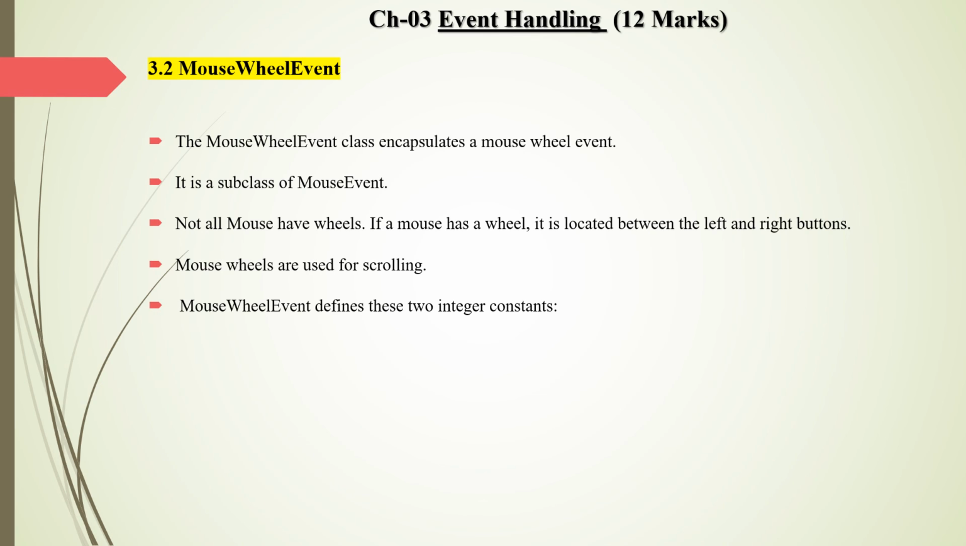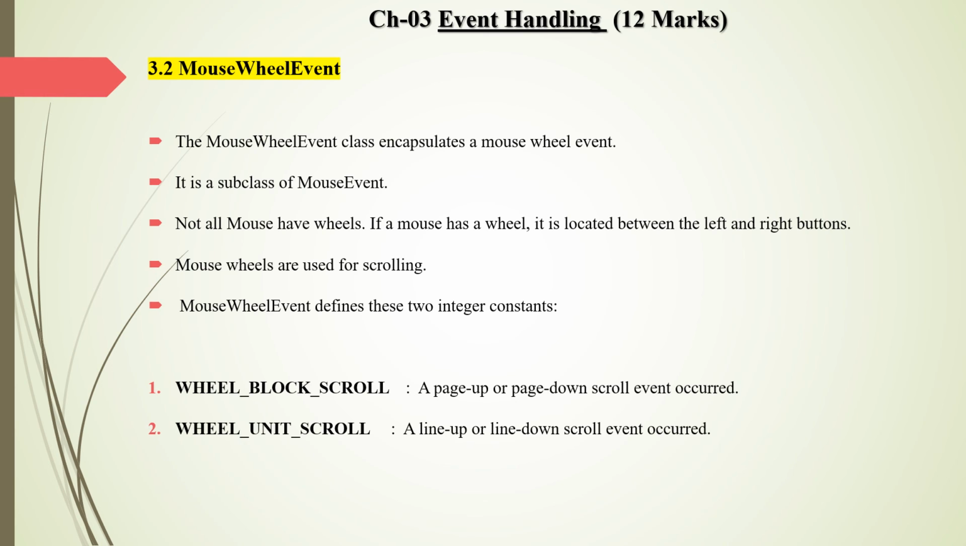MouseWheelEvent defines these two integer constants. First is WHEEL_BLOCK_SCROLL. This constant is used when a page up or page down scroll event occurs. And next one, WHEEL_UNIT_SCROLL. This constant is used when a line up or line down scroll event occurs. So this is the MouseWheelEvent class.